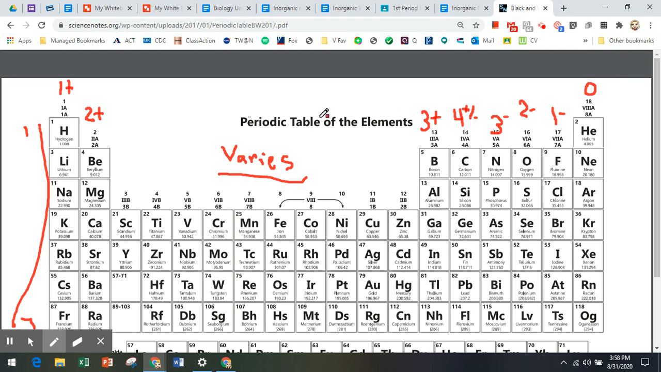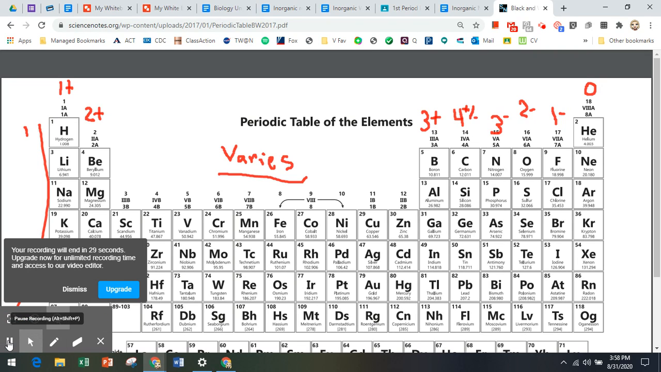And remember, all of these elements are reactive because they're trying to be stable. They're trying to get 8 valence electrons, just like the noble gases. I hope that helps. Use those patterns on your periodic chart to answer the questions for finding the charge on an element or an ion.